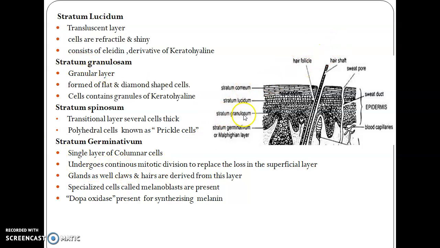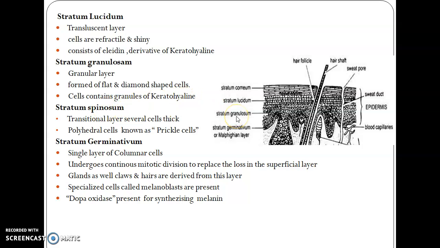Then stratum granulosum. This stratum lucidum is followed by stratum granulosum. It is a granular layer which generally consists of flat and diamond-shaped cells. So this is called stratum granulosum, in which the cells contain granules of keratohyalin. Here you can see in the stratum lucidum there is a derivative of keratohyalin called eleidin. Here you can see strictly the material called keratohyalin.